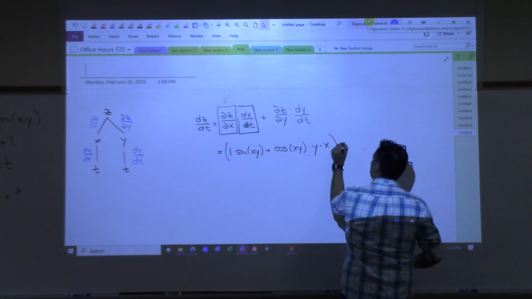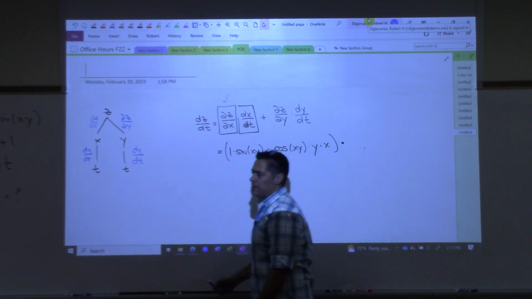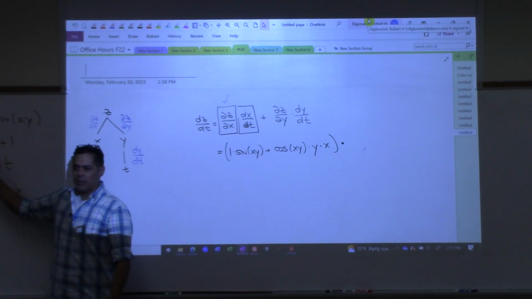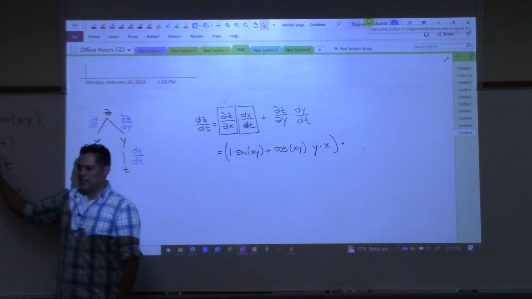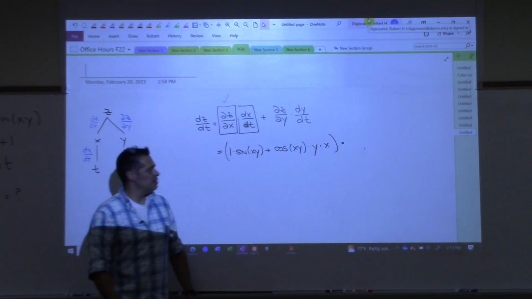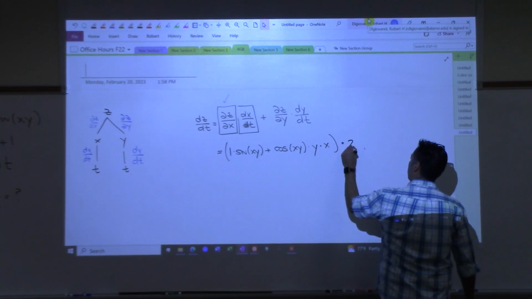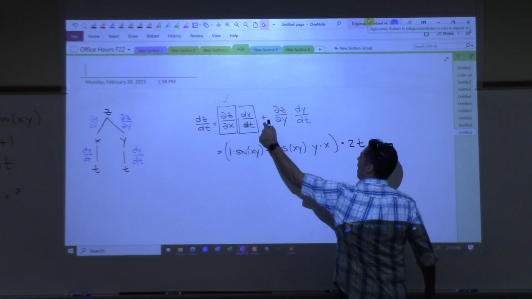dx/dt, I'm going to put that right here. I need to take the derivative of x with respect to t. So what's the derivative of this with respect to t? 2t. Nice, easy, clean, 2t. All right, plus now, so I've got this done.